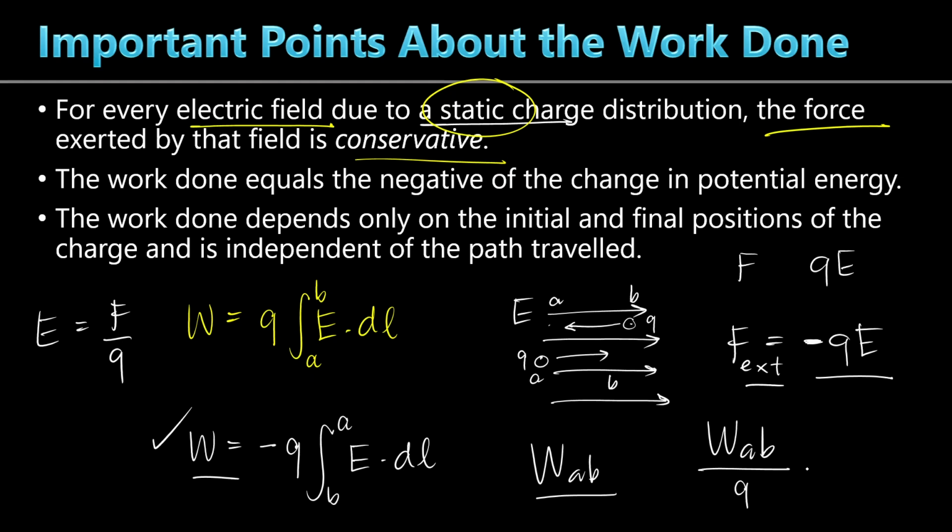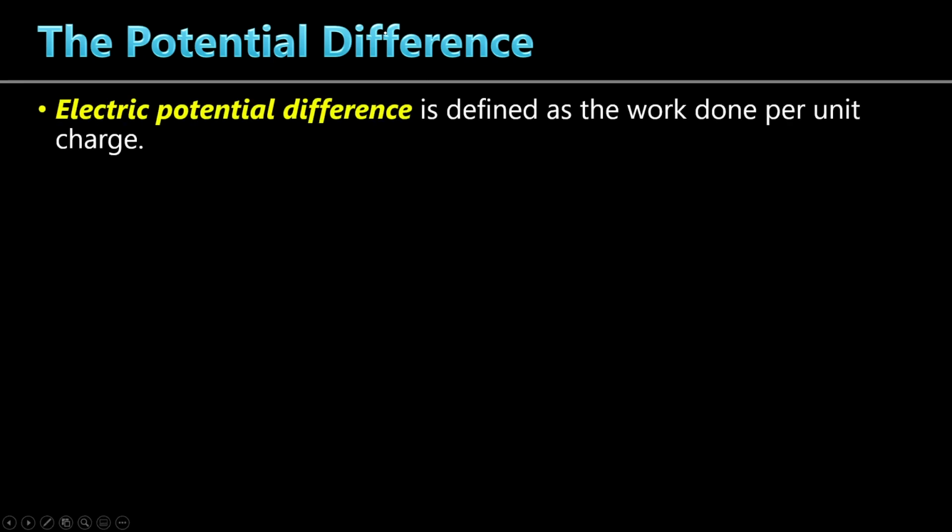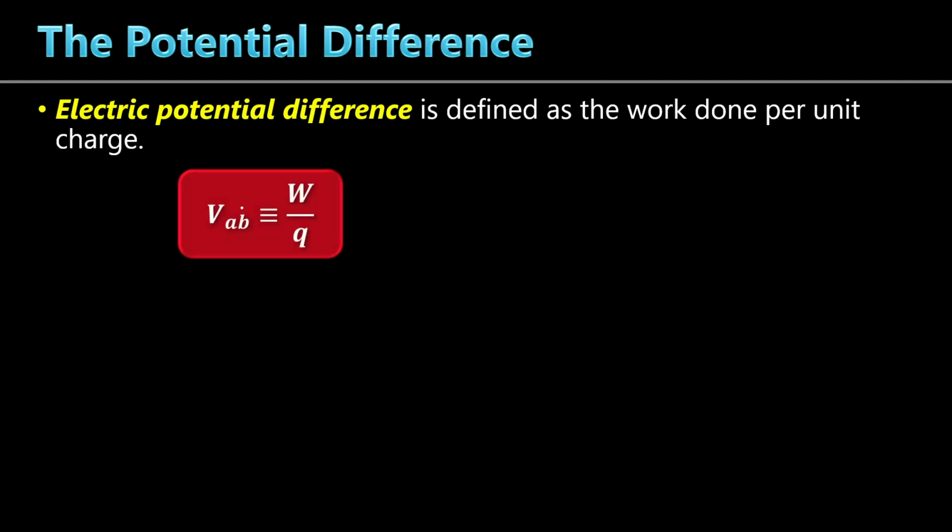Actually, yes. That quantity is what we call the potential difference, which is more formally known as the electric potential difference. So how do we define the electric potential difference? Electric potential difference is defined as the work done per unit charge. So if we have a potential difference between 2 points A and B, then we denote the potential difference as VAB. Okay? And that VAB is the work done per unit charge. So once again, this is the definition of the potential difference.